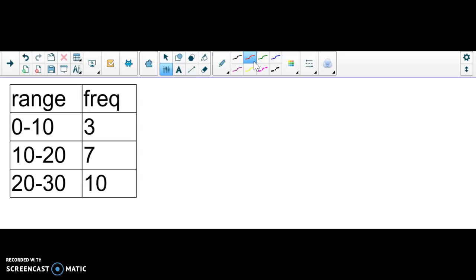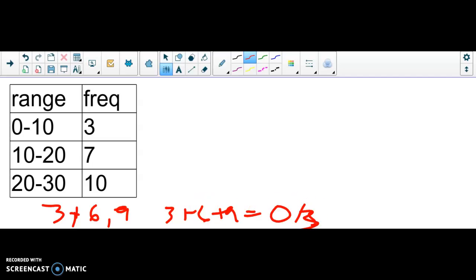If I had a bunch of things and I said, give me the mean, what you would do is sum up all of the elements, all the numbers, and divide by the total number of elements. Okay. So if I had 3 and 6 and 9, and I said what's the mean, you would just go 3 plus 6 plus 9 equals whatever and divide that by 3, because there's 3 elements.